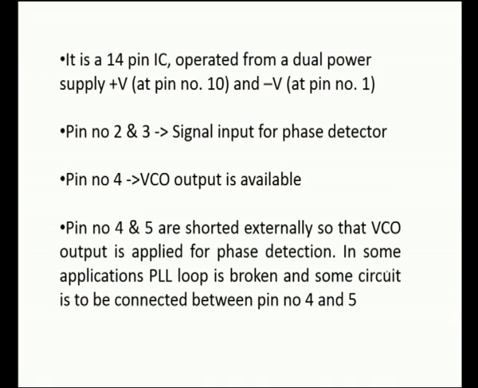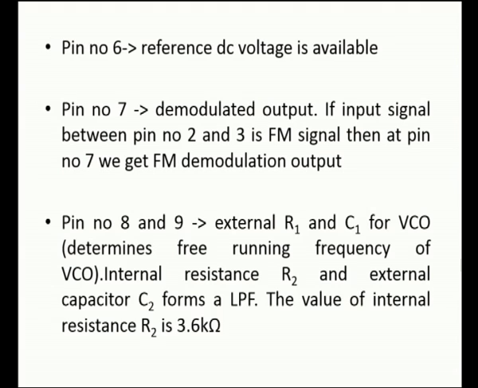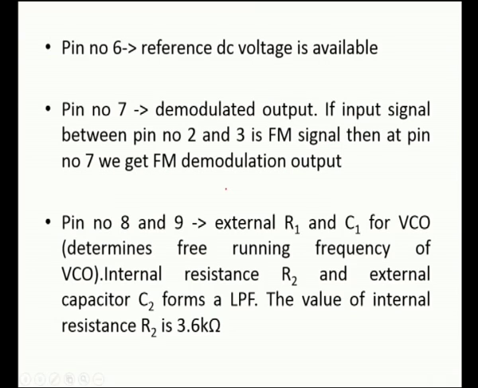In some circuits, both the pins are connected. Pin number 6 will be providing a reference DC voltage. At pin number 7, the demodulated output is viewed. If the input signal between pin number 2 and 3 is an FM signal, then at pin number 7 what we are going to get will be the FM demodulated output.